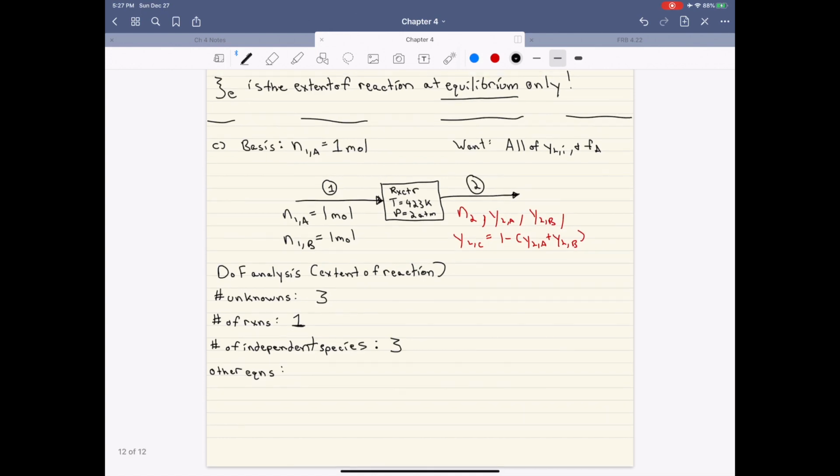As far as other pieces of information that we could use, we could use that equilibrium relationship that we're given in the problem statement, that empirical equation. And so our degree of freedom analysis is equal to the number of unknowns plus the number of reactions minus the number of independent species minus anything else. And in the end, we get 0. This tells us that we could solve for all of our unknowns. All right? So I'm going to go to the next page here.